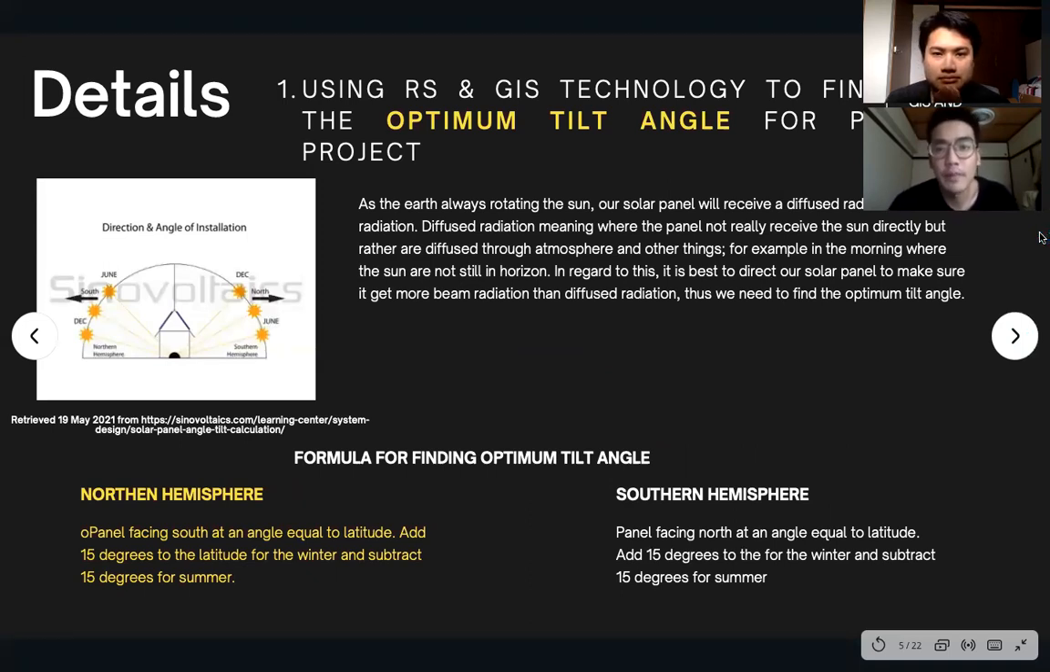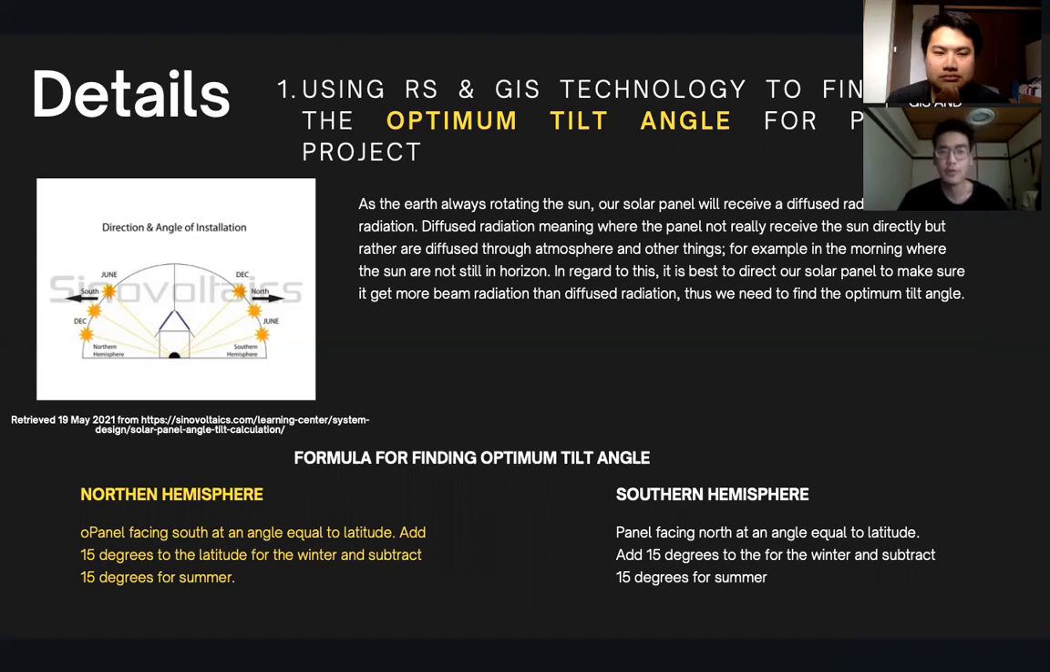First of all, what is the optimum tilt angle? Optimum tilt angle is the best angle for our PV to receive direct light or beam radiation rather than diffuse radiation. As I mentioned before, beam radiation is more like direct light. For instance, during the summer, the sun is just above our head, so it's directly on us. And diffuse radiation we can experience most of the time during the winter, where the sun is further away.